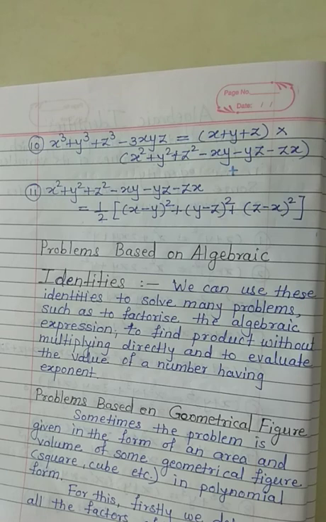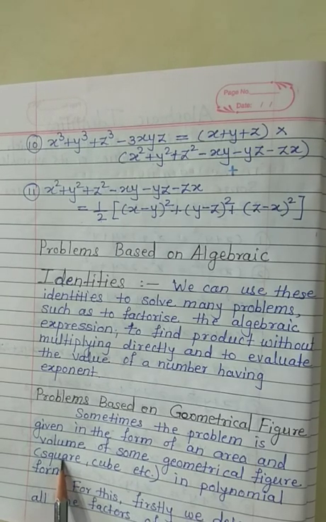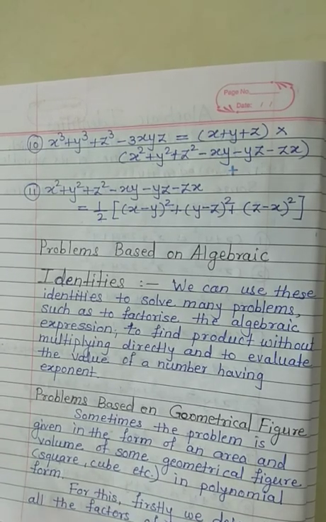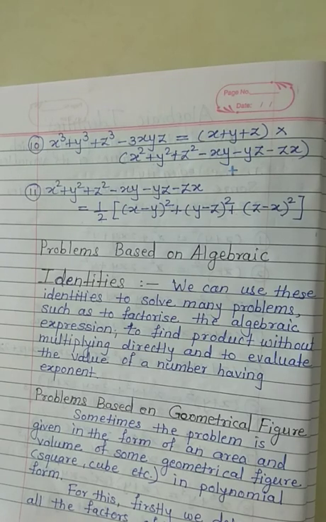Now problems based on geometrical figures. Sometimes the problem is given in the form of an area and volume of some geometrical figure, that is square and cube etc., or rectangle, cuboid also. Now here the formulas of area and volume are: the area of the square is side into side, area of rectangle is length into breadth, volume of cube is side cube, and volume of cuboid is L into B into H. That means the multiplication of 3 dimensions there.